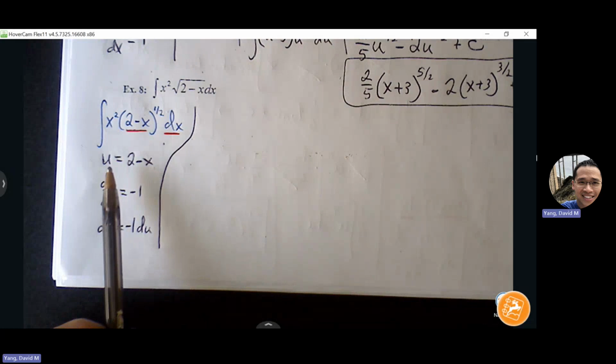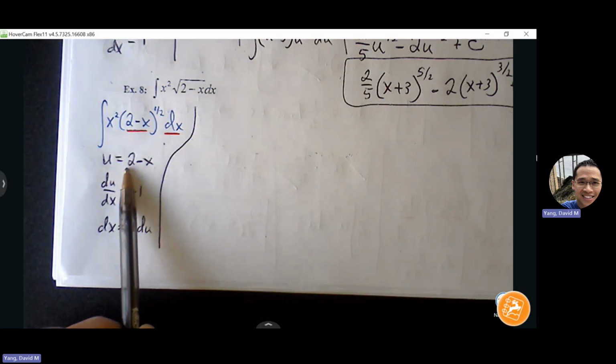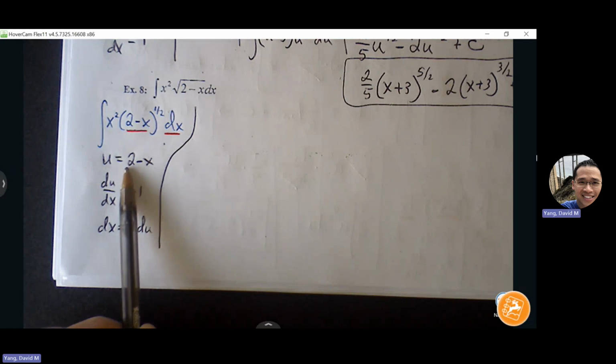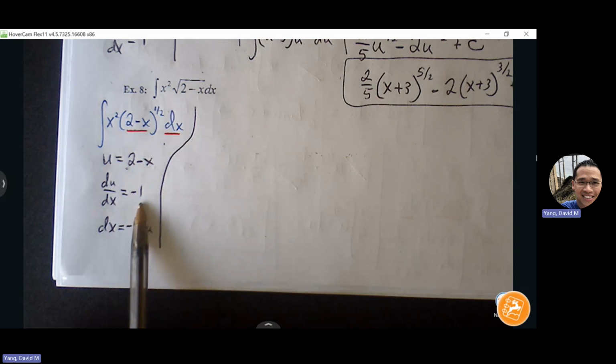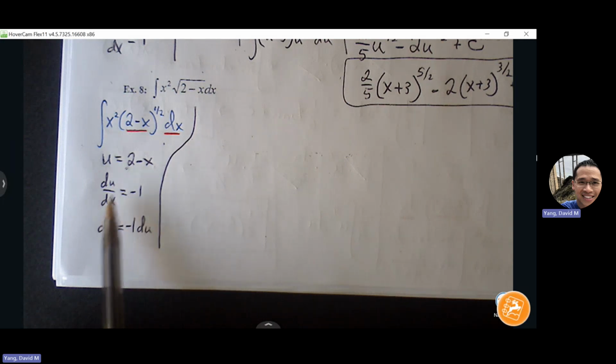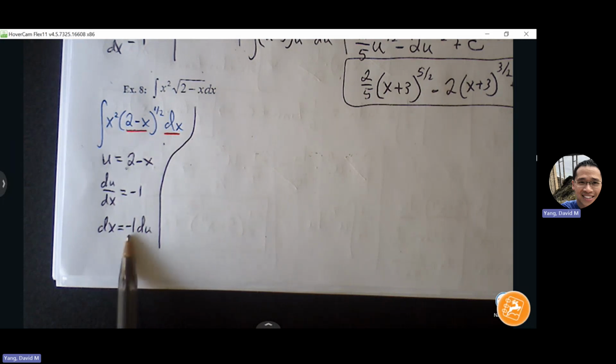Right, so u equals 2 minus x. We want to find the derivative. So du dx equals, what's the derivative of 2? 0, right? What's the derivative of negative x? Negative 1, right? Yeah, so that's where that negative 1 came from, right? And then I cross multiplied here. Negative dx equals du. I guess I skipped a step here. After I cross multiplied, I solved for dx, and I just moved that negative 1 over. dx equals negative 1 du.